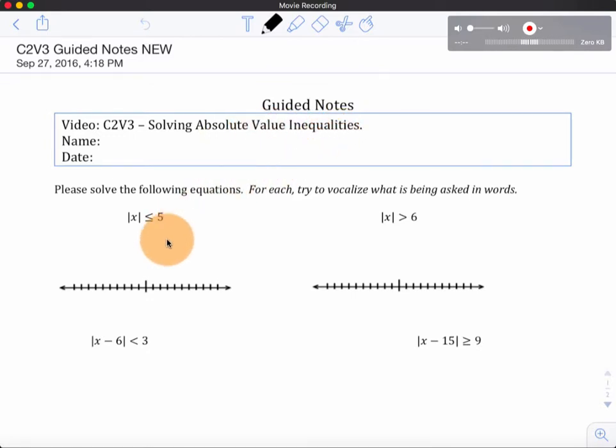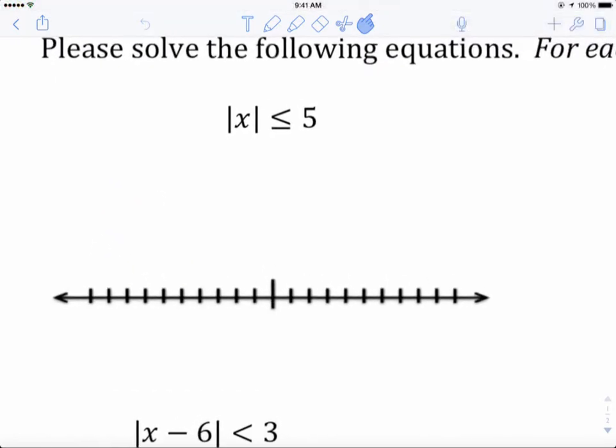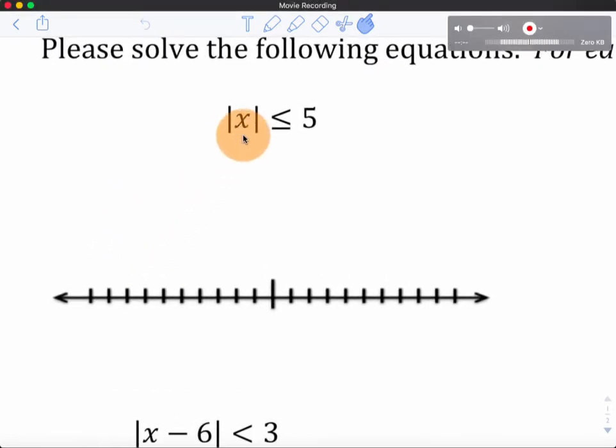So let's do it. In our first example, we are asked to solve the inequality: the absolute value of x is less than or equal to 5. Once again, I don't like to focus too much on just the notation. I ask myself, what does this even mean? Remember, the absolute value of a number is its distance from 0 on the number line. So we're being asked to find what numbers have a distance from 0 that is less than or equal to 5, no greater than 5.